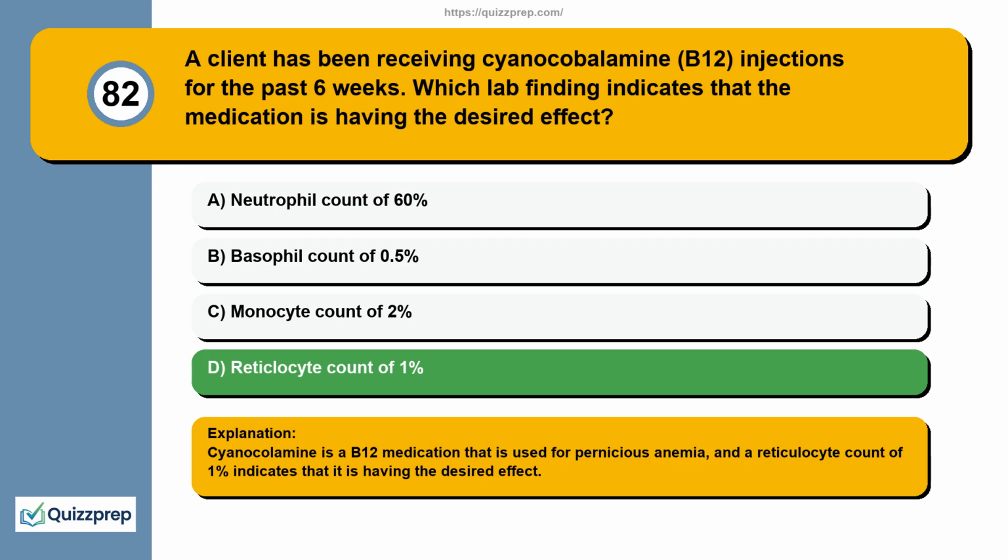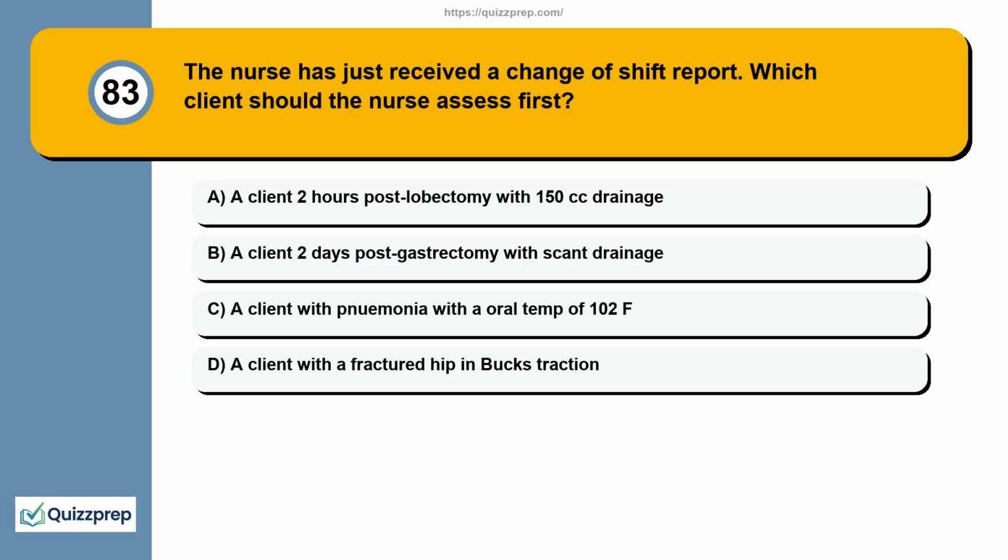Cyanocobalamin is a B12 medication that is used for pernicious anemia, and a reticulocyte count of 1% indicates that it is having the desired effect. Question 83. The nurse has just received a change of shift report. Which client should the nurse assess first?